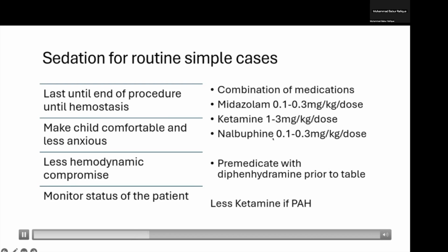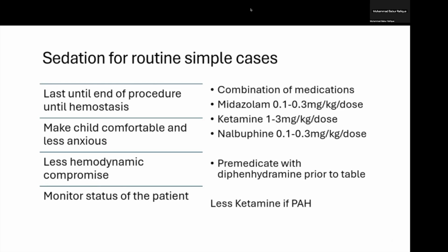So what we do in our institution is typically a combination of meds. We give midazolam, ketamine, and nalbuphine as a cocktail, usually for most of our patients. We pre-medicate them with diphenhydramine and some steroids prior to going to the table, especially if there's a risk of having allergic reaction to contrast. I think Dr. Gumintad will be discussing more on the medications that can be used, but these are our present meds for our own patients. And if we know that the patient has severe pulmonary hypertension, we tend to use a little bit less ketamine for them.